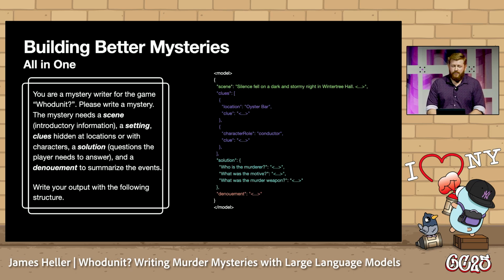So using those tools, the first attempt was an all-in-one mystery where I asked the LLM to write a mystery that needs a scene, a setting, clues, a solution, and a denouement, and to match a particular output format. And the problem is that the mysteries just didn't make sense. There were contradictory clues, everybody looked guilty, and the solution had a lot of information that wasn't even available in the clues. So the only way to reach the solution would just be to make a wild accusation.